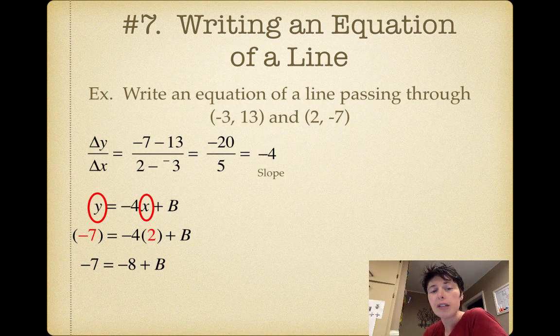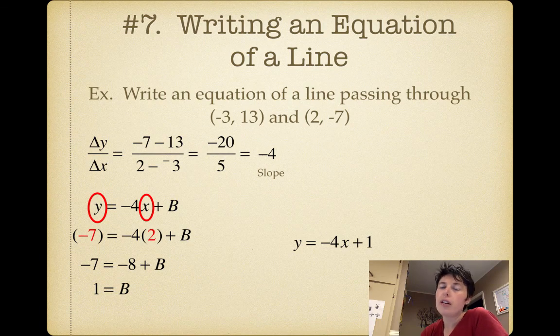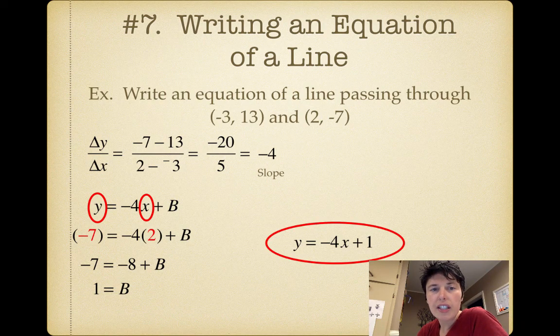You're going to solve for the plus b. In this case, I have to add the 8 over, and I get b equals 1. And then you're going to write your equation. y equals -4x plus 1. All right, so that's the final answer on that one.